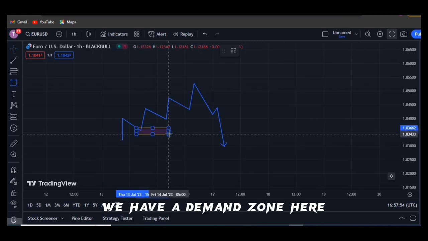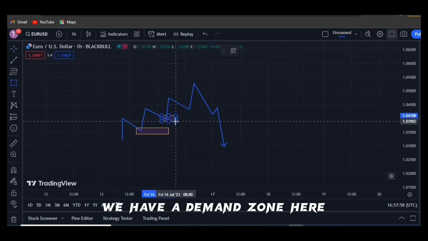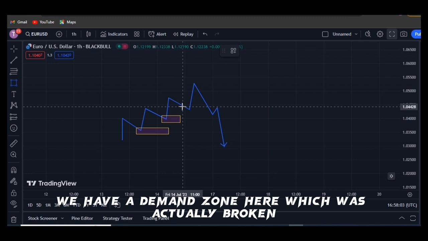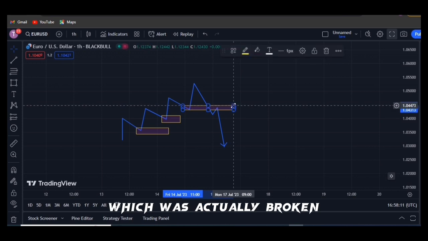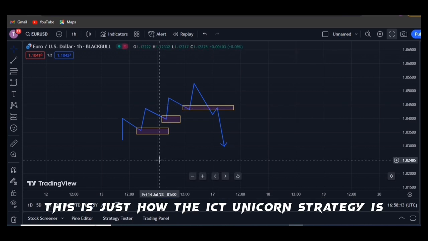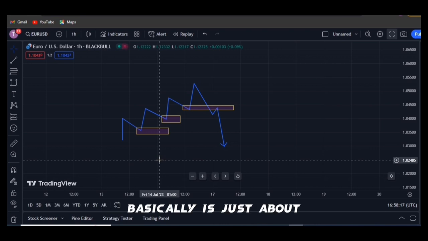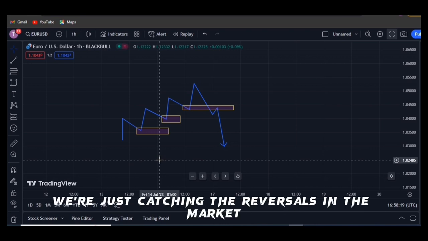We have a demand zone here. We have a demand zone here, which was actually broken. This is just how the ICT unicorn strategy is. Basically, we're just catching the reversals in the market.